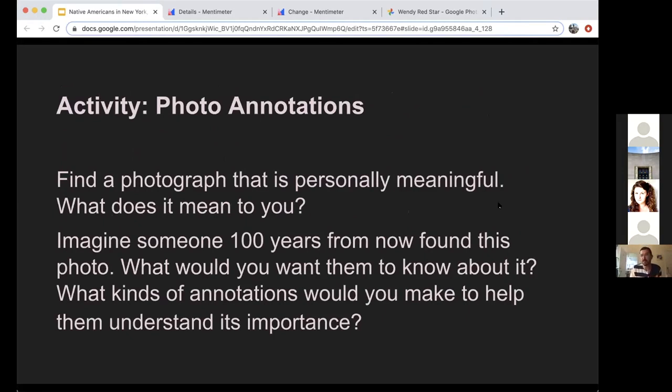We'll just have a couple minutes to do this, but I'd love to ask everyone to find a photograph that is personally meaningful to you, and think for a second about what it means to you. Then imagine that someone 100 years from now found this photo. What would you want them to know about it? What kinds of annotations would you make to help them understand its importance and its meaning? This could be a physical photo that you have nearby, or a photo on your phone. We can take 2 minutes to give you a taste of this activity.